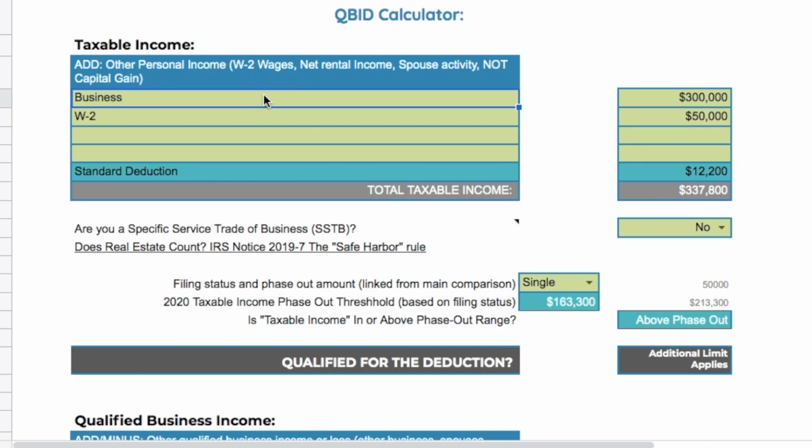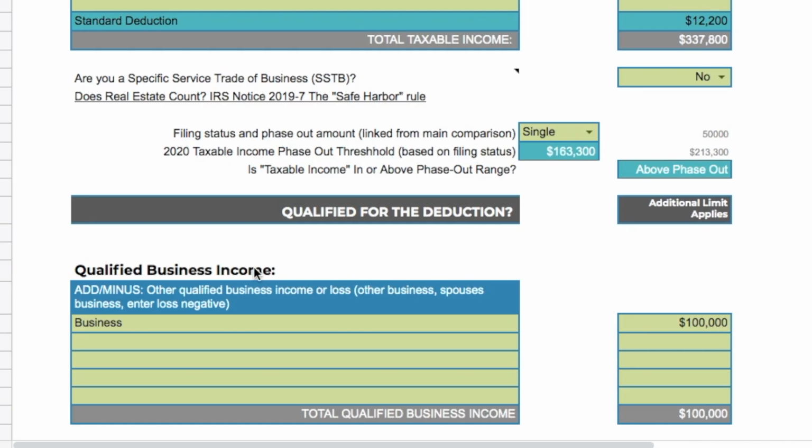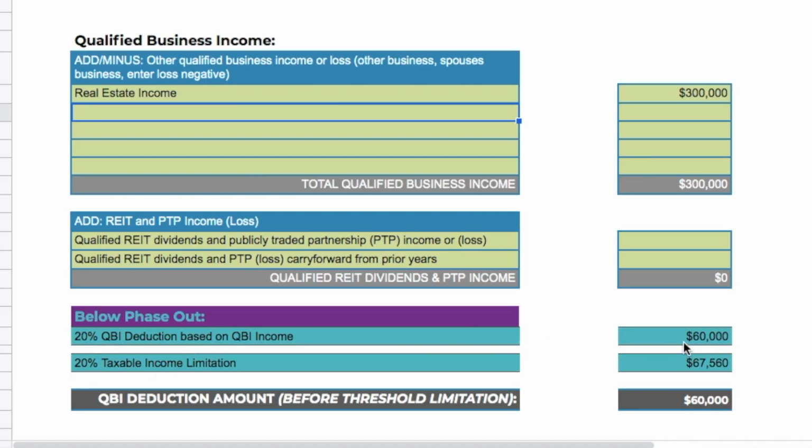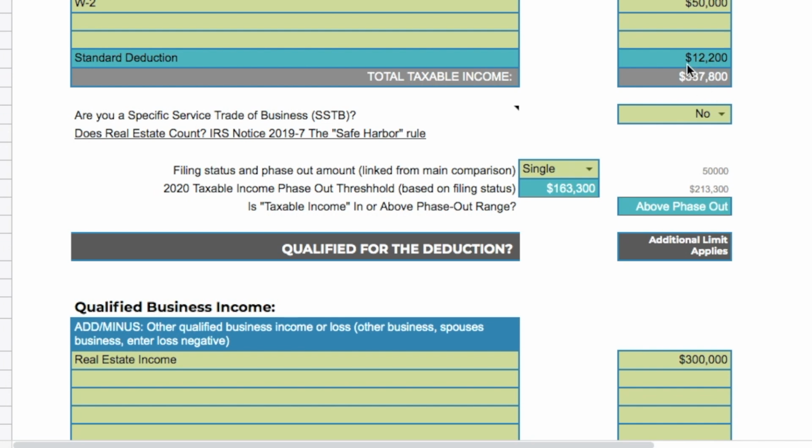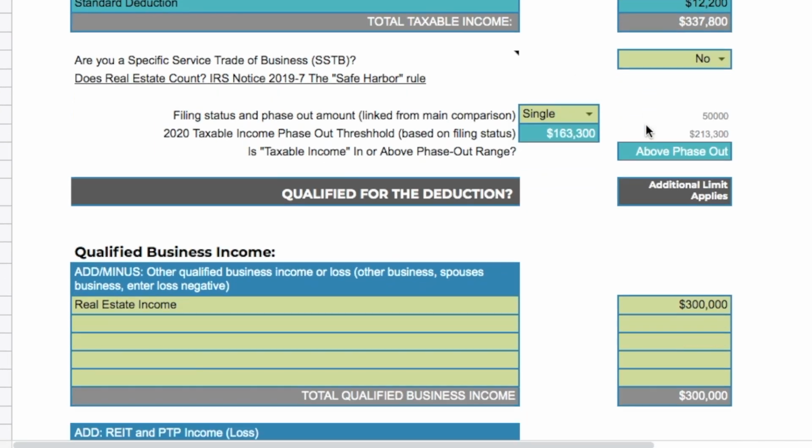And so let's say instead of this being a business, that this is real estate income. Now we need to update our QBI, and now our preliminary QBID based on our total QBI is 20% of 300,000, 60,000, and our taxable income limitation is still above that, right? Because we have that extra W-2 wage.